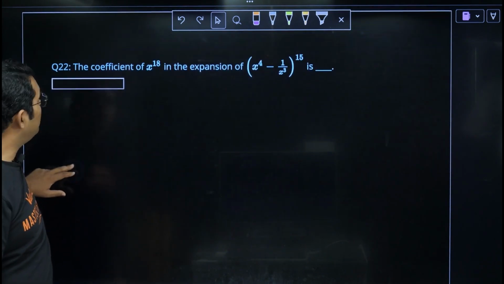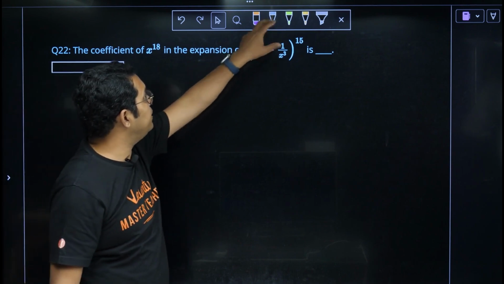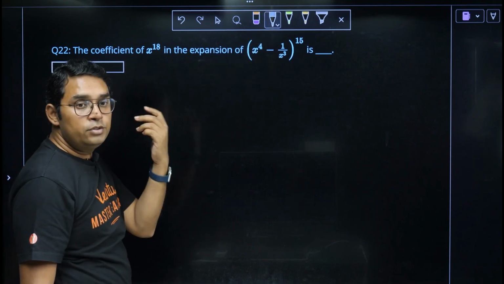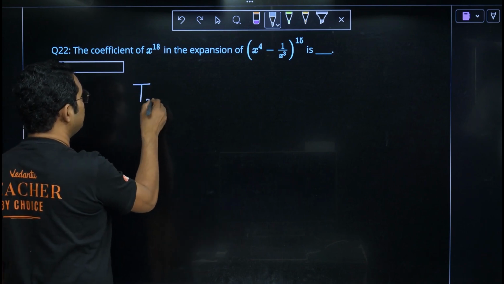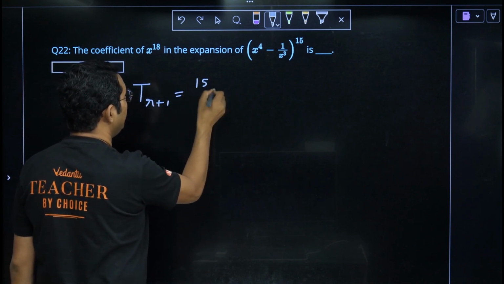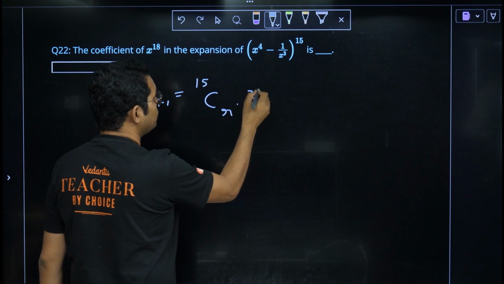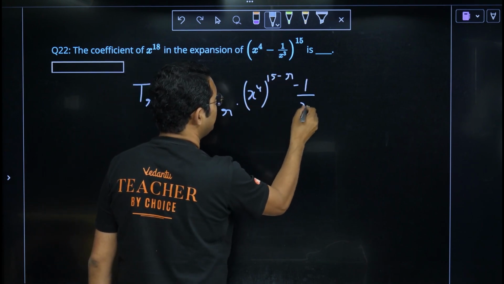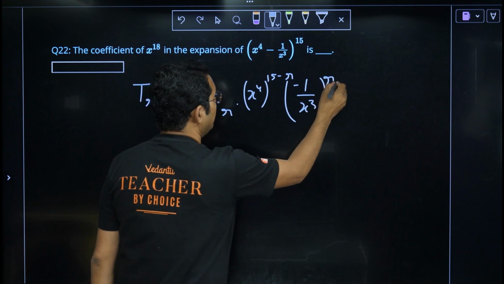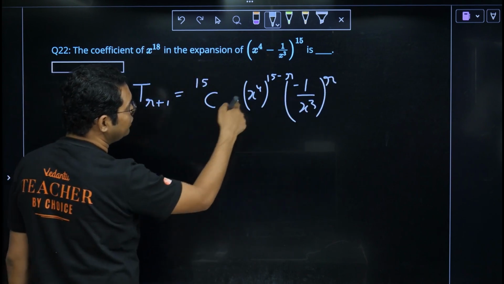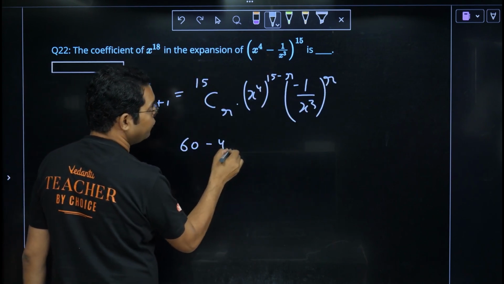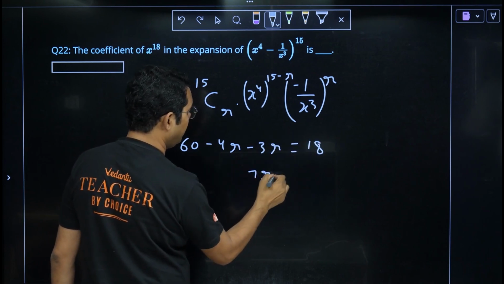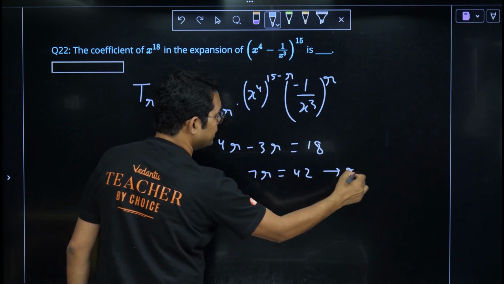Okay. Now coming to the next question. Very easy question, I think. Again, coefficient of x power 18. I think we do the question by taking the general term. So T r plus 1 I will take, which is 15Cr, x raised to the power 4 whole raised to the power 15 minus r, minus 1 upon x cube whole raised to the power r. Now we are looking for the coefficient of x power 18, which means 60 minus 4r minus 3r has to be equal to 18. So this 7r will be equal to 42. So r has to be 6.